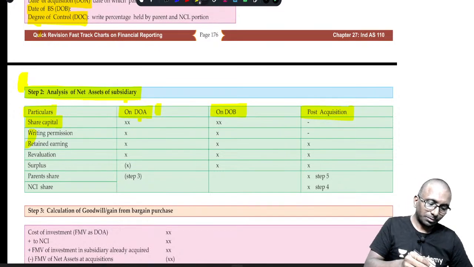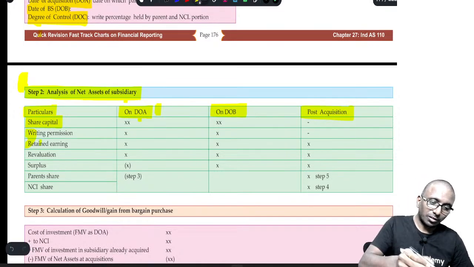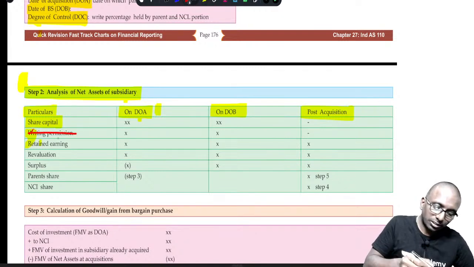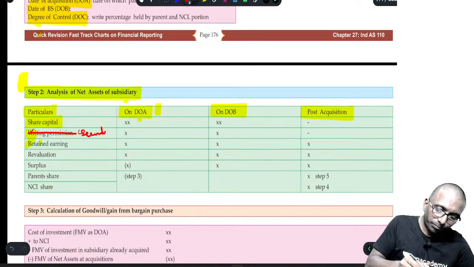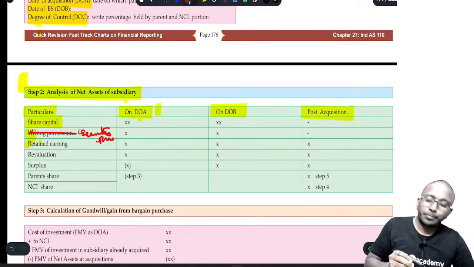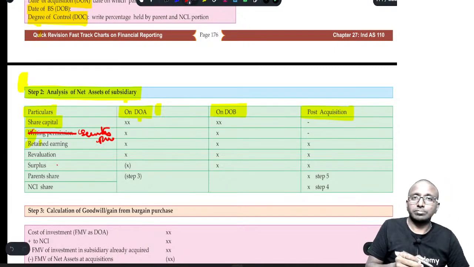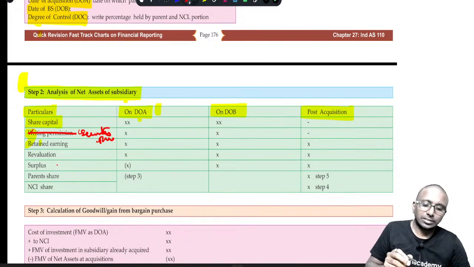Secure. What is that? Writing permission. This is obviously wrong. No problem. Security premium or something like that. Okay, security premium. Yes, that is security premium. And retained earnings, revaluation reserve, and surplus. Retained earnings, it's okay, whatever it is, right?